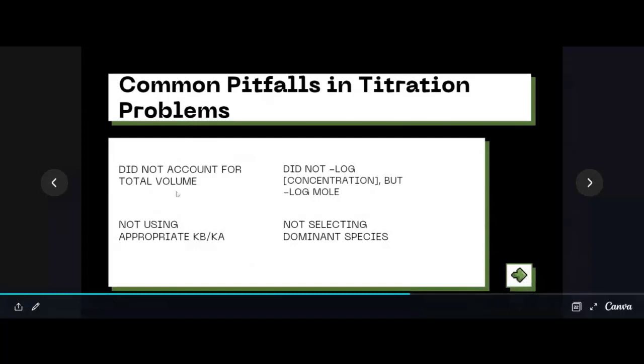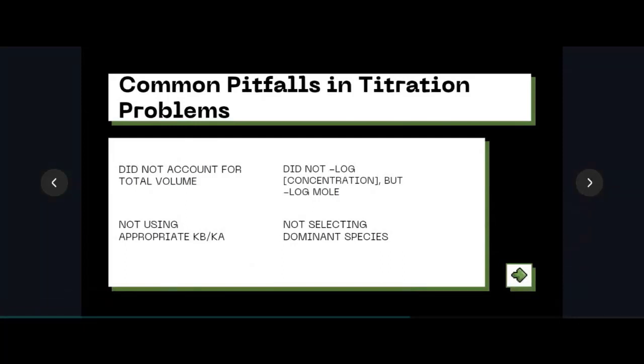Okay, so what are some common pitfalls, right? So you didn't account for the total volume. A lot of students do the A table, right, and they identify how to solve for pH, but they don't use the correct concentration. They just go ahead and take that mole value. And that's not the case, because in these problems you need to do the concentration.